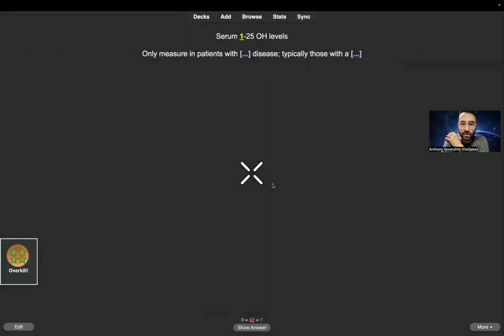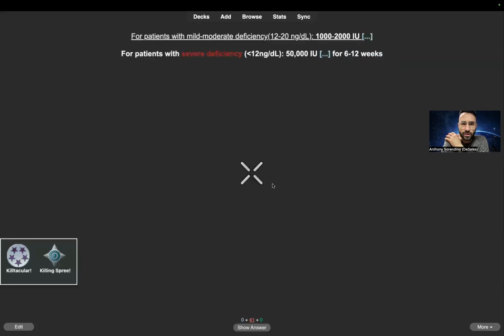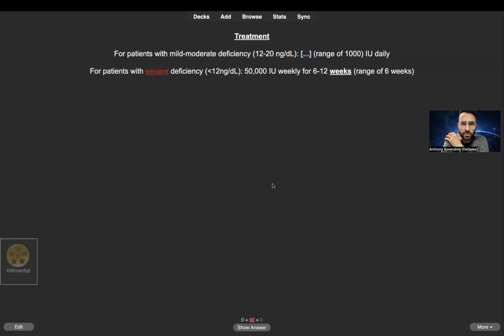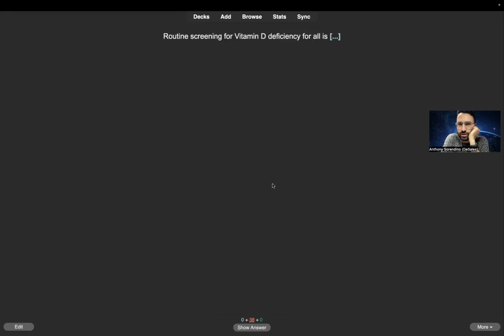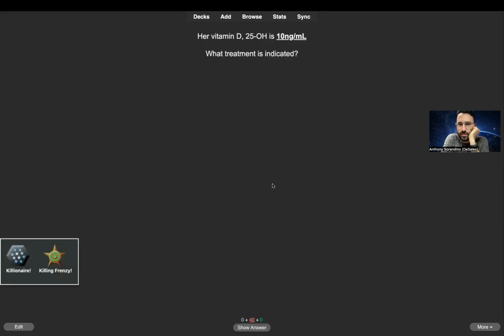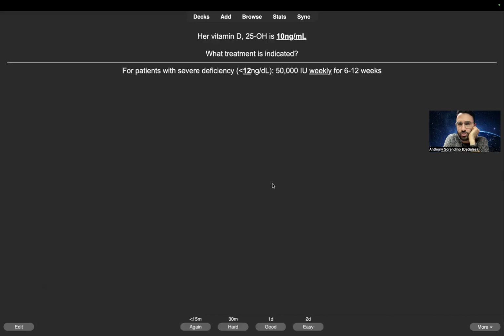Glucocorticoids cause vitamin D deficiency. Only measure in patients with certain disease, typically renal, GFR under 30. Weekly. 1 to 1,000 daily if you're in that 12 to 20 range. That's important. Liver is going to give us 25-OH. Routine screening for vitamin D deficiency for all is not recommended. Vitamin D's main source is the sun. Her vitamin D is 10, so it's less than 12. It's going to be 50K weekly, 6 to 12.